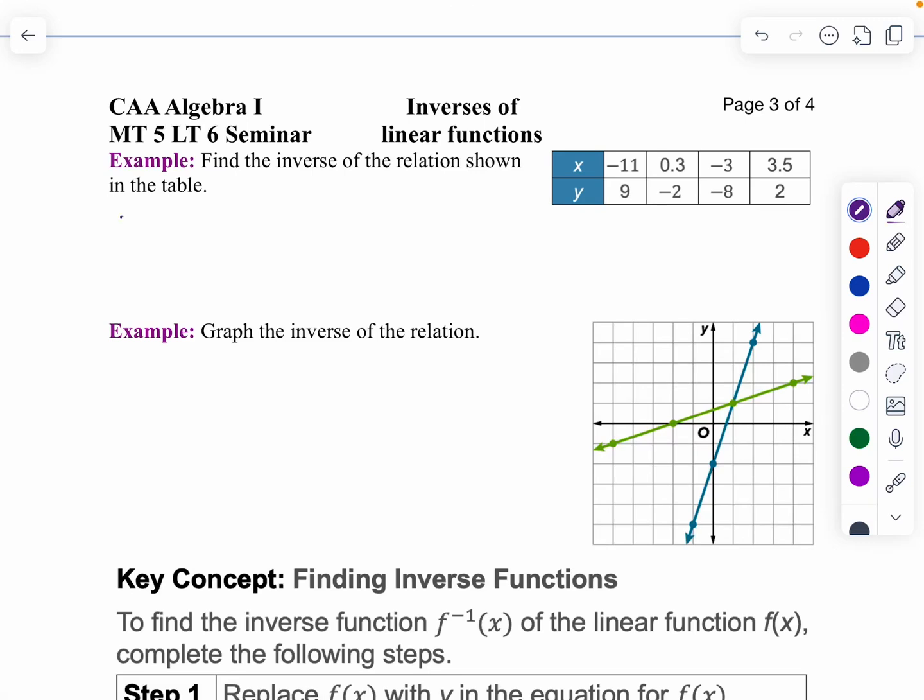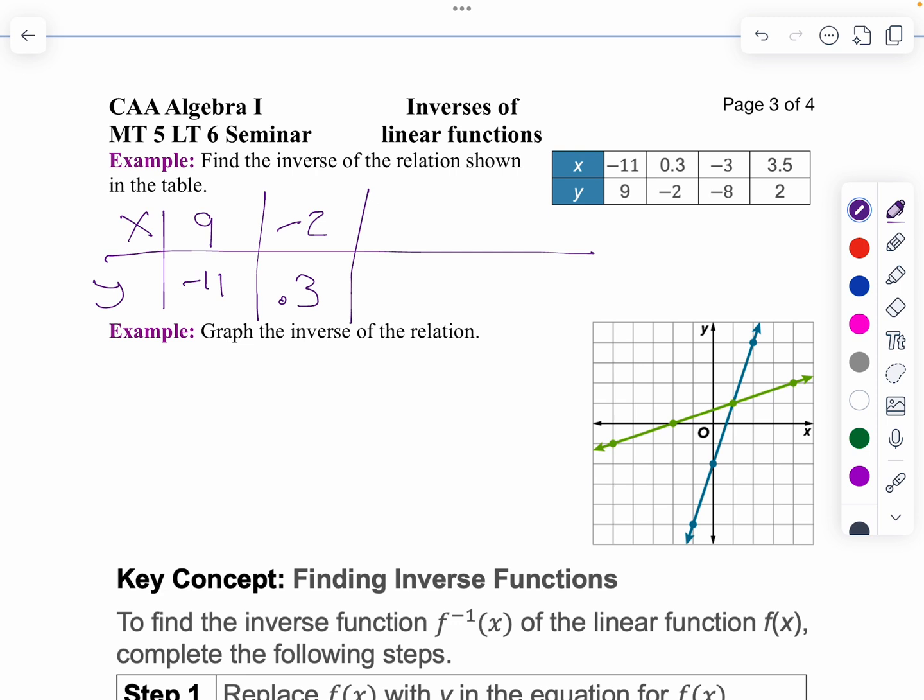And the inverse of a table, we just switch the x's and y's around. So 9 goes with negative 11. Negative 2 goes to 0.3. Negative 8 goes to negative 3. And 2 goes to 3.5. And that's all we do. We just put them in.